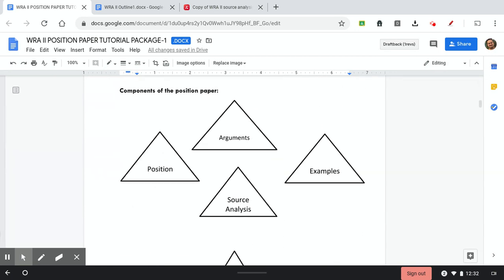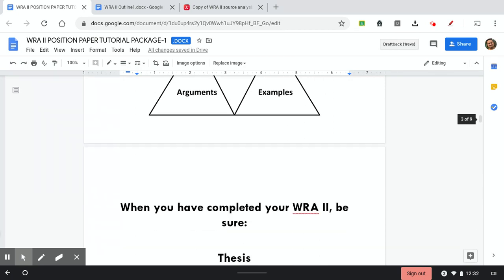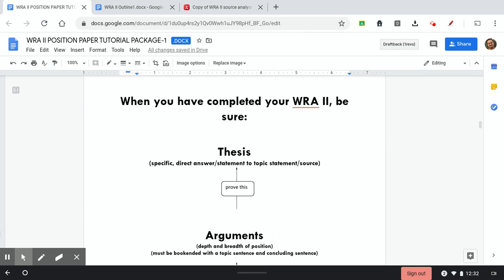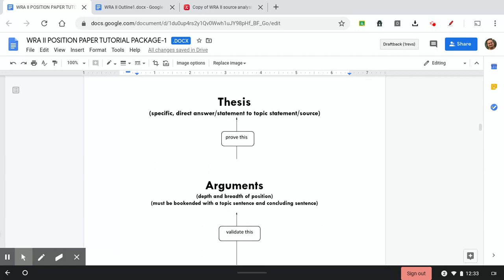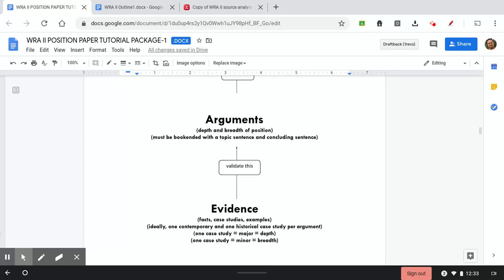So, components of the position paper. We have a position, we have arguments, examples, and a source analysis. Together they form your WRA2. When you are done your WRA2, you're going to be sure that you have a thesis, so a specific direct answer or statement to topic, statement, and source. You are proving your thesis with arguments, depth and breadth of a position. We'll explain that in greater detail. And you're validating your arguments with evidence. Evidence equals facts, case studies, examples.